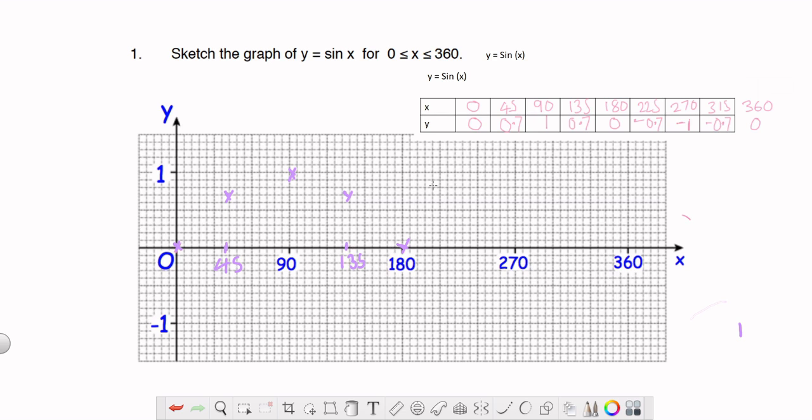Next one. How far have I got? All right, done these. Sine 225. 225 is there. And that is minus 0.7.